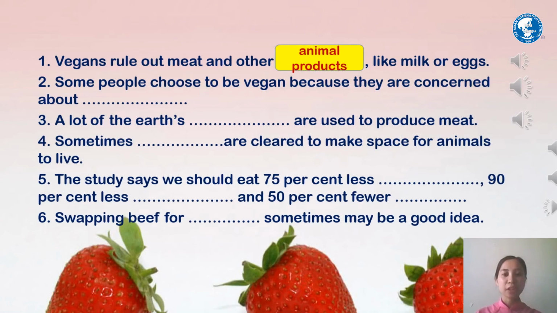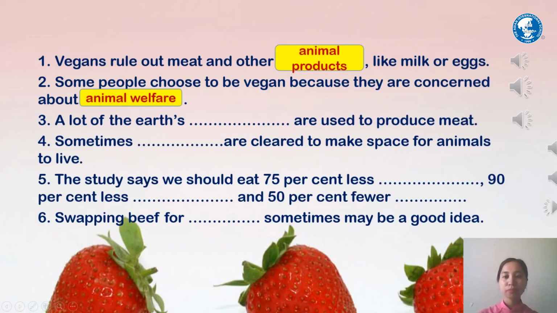Tell me your answer. Actually, some people choose to be vegan because they are concerned about animal welfare. Is your answer correct? Number 3. The to be are is used in this sentence, so the subject must be written in plural form. Listen and find out the answer yourself.